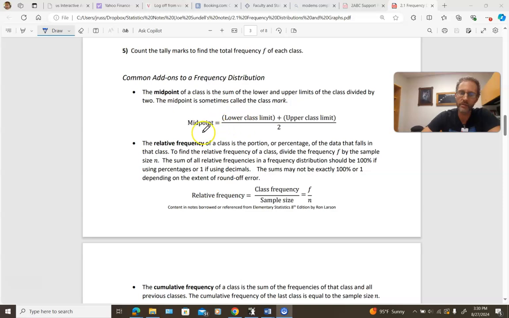And then there's also something else called the relative frequency of a class. So this is the percentage of data that falls in that one class. So the way you find the relative frequency is you find the number of entries that are in that specific class and you divide it by the total sample size.